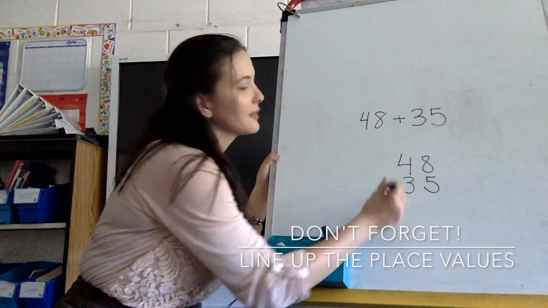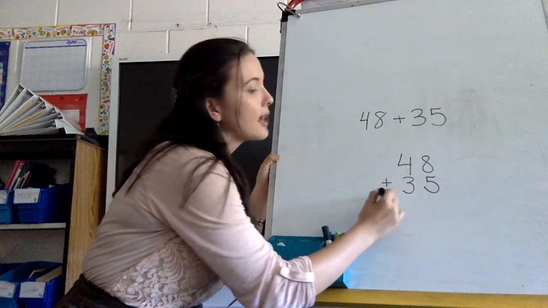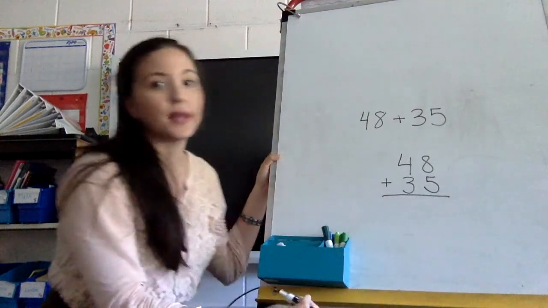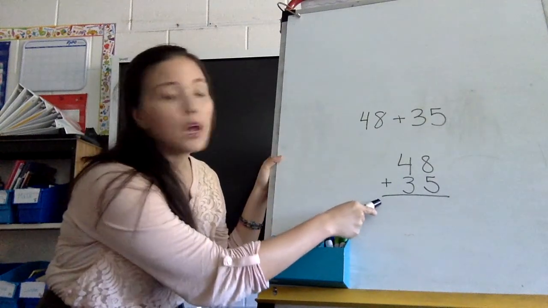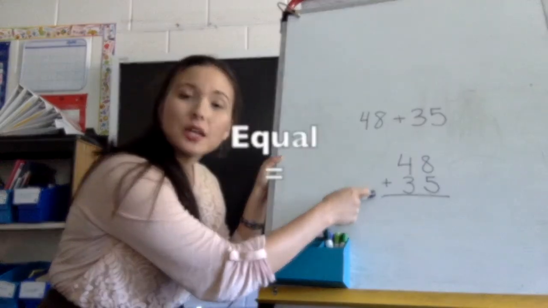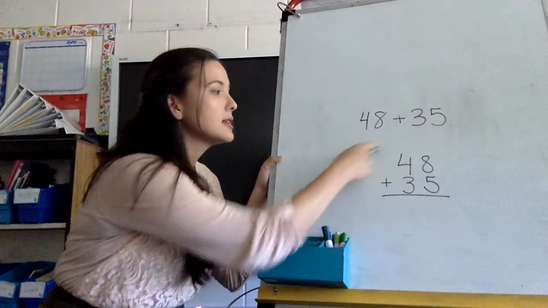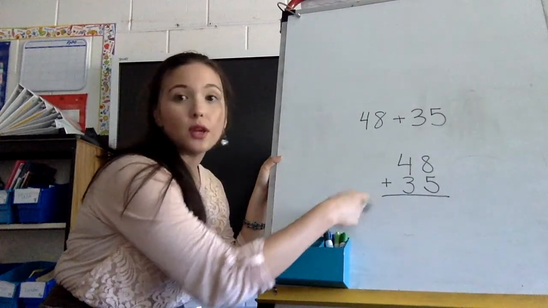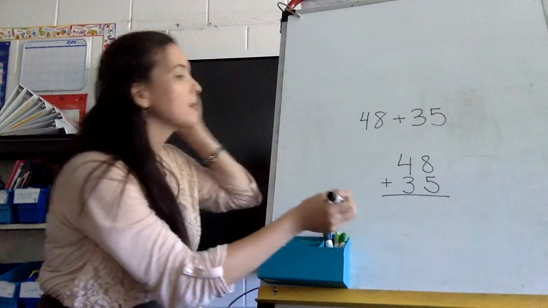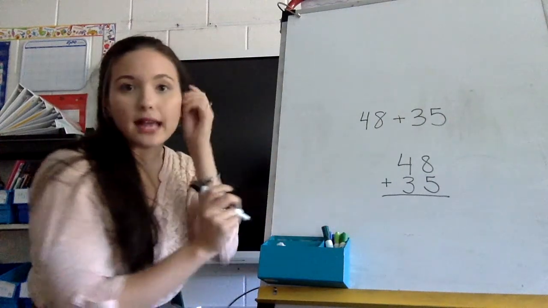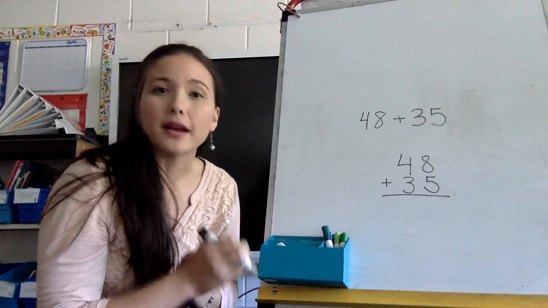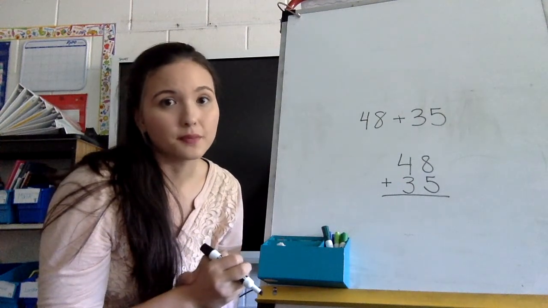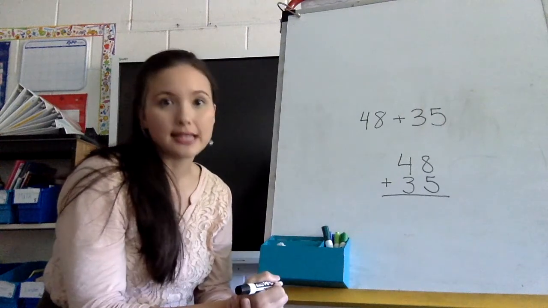All right? Don't forget to add your plus sign and your equal sign. Now I know a lot of you call this a line, and that's okay. But you also need to understand that this is the equal sign. Whatever is above it is equal to the number that is below it. Okay? All right, so you know from class that we add the ones first, and then we figure out if we need to regroup or not. Then we're going to add the tens.